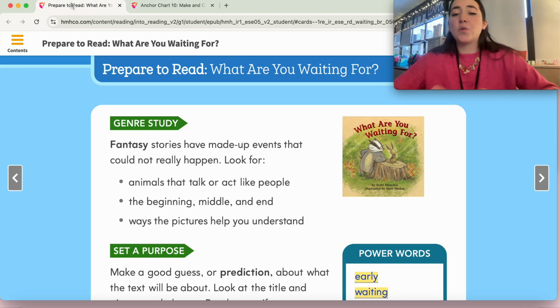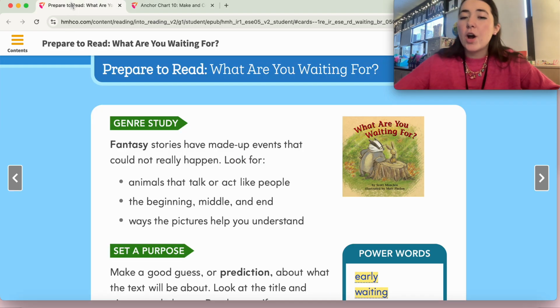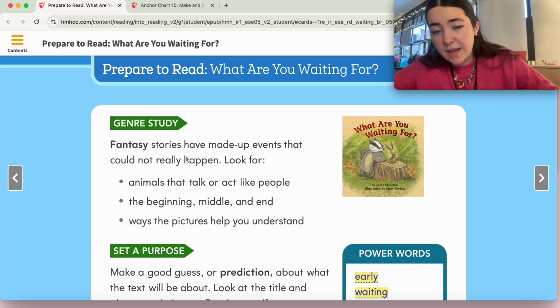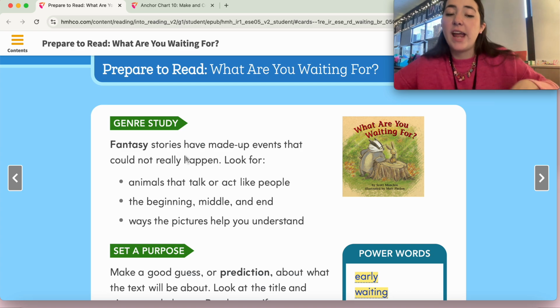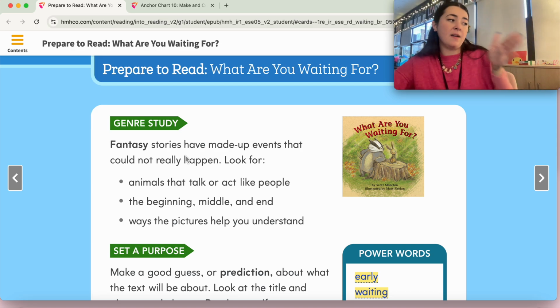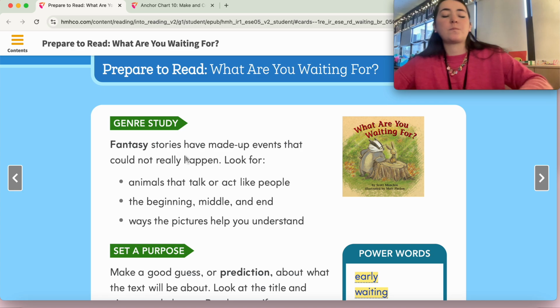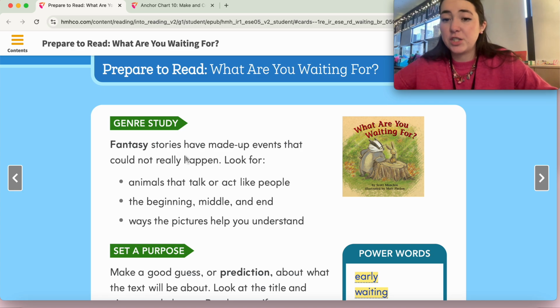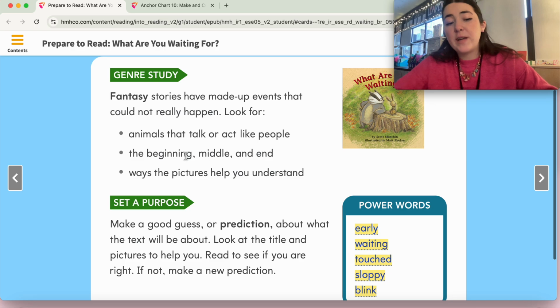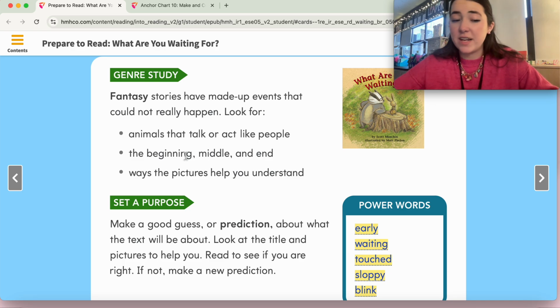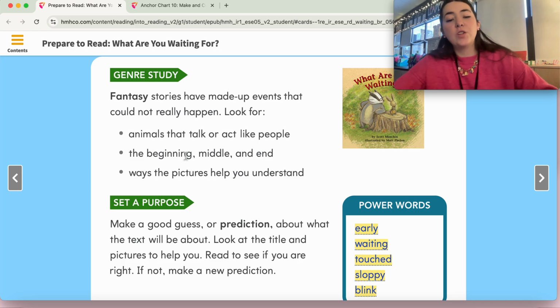Our story that we're going to be reading today is called What Are You Waiting For? The genre of the story is a fantasy story. It's got made-up events that couldn't really happen, so we're going to be looking for animals that talk or act like people. The story is going to have a beginning, a middle, and an end. And we're going to look for ways the pictures help us to understand. Our purpose for reading today is to make a good guess or a prediction about what the text will be about, look at the title and the pictures to help us, and then read to see if we are right, and if not, make a new prediction.